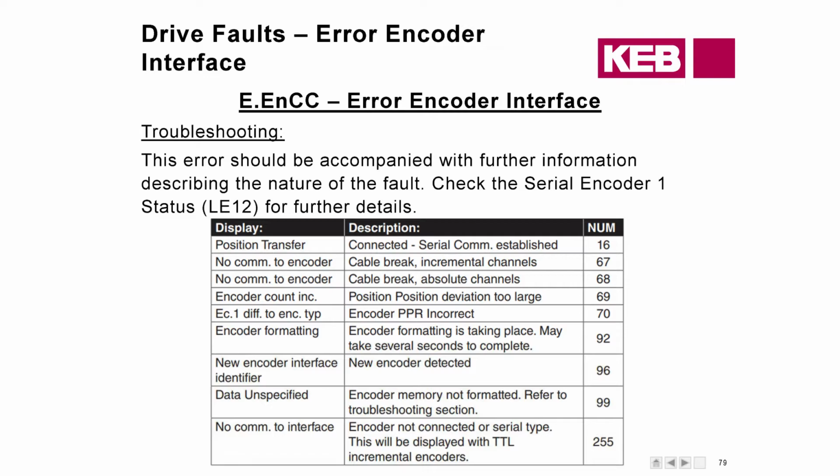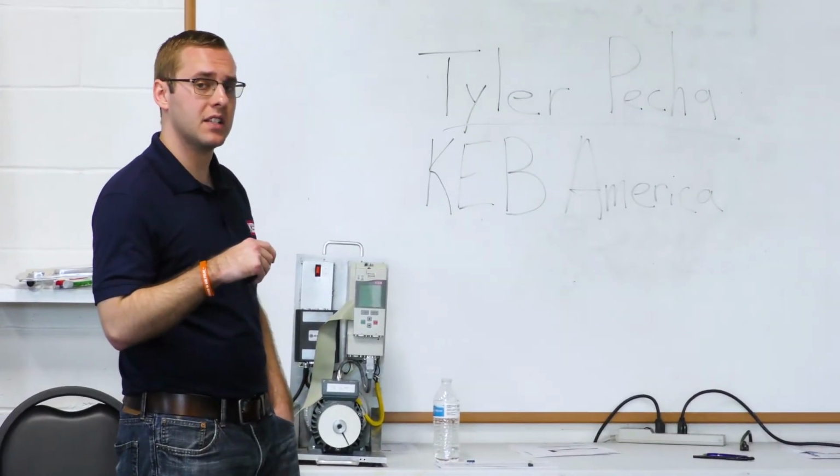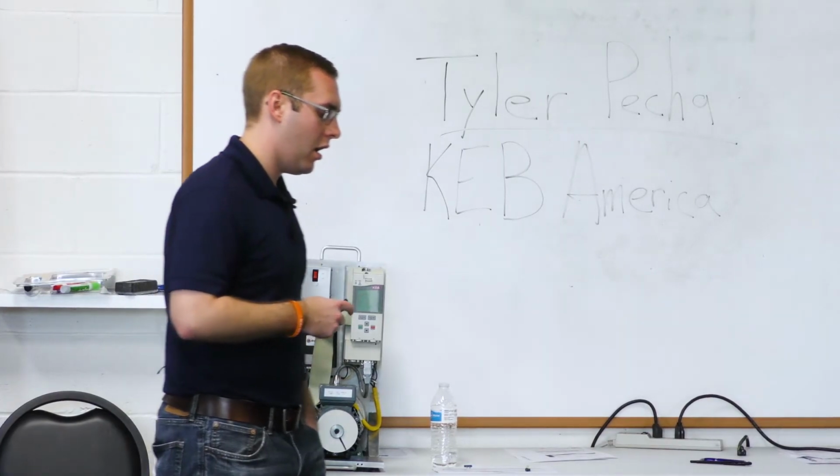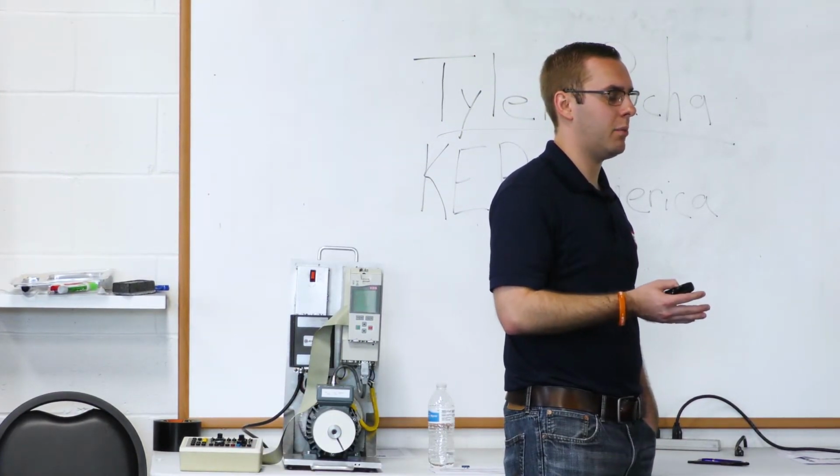A typical one is that you have the wrong PPR entered. For the NDAT encoders, it should be 2048. If you've got 1024, that error will show up. Sometimes if you replace the encoder and it hasn't been formatted, you might get this new encoder interface or data unspecified. I have seen that on a number of applications. Again, we just have to go through a formatting procedure to format the encoder.